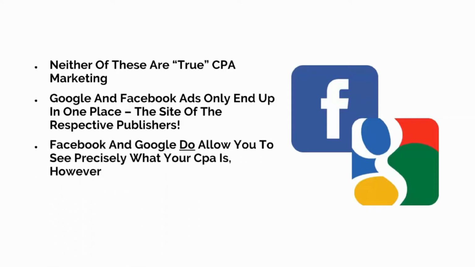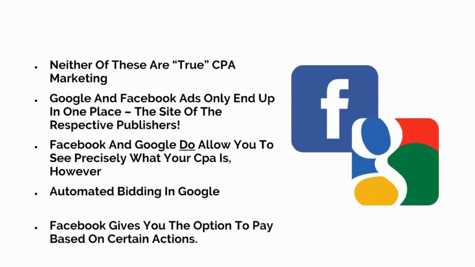But Facebook and Google do allow you to see precisely what your CPA is, as in how much you're being charged for each sale or lead. This is good enough, and if anything, it simply incentivizes you to work harder on your ad and your bidding strategy to ensure that you're doing this right. And with automated bidding on Google, that's already handled for you.